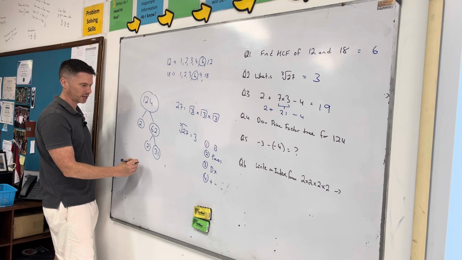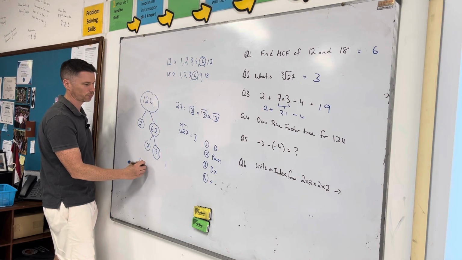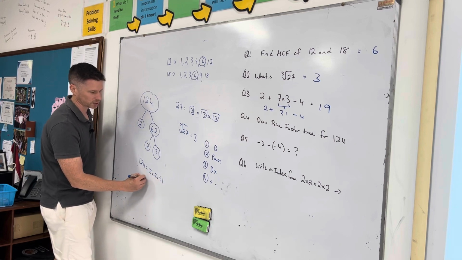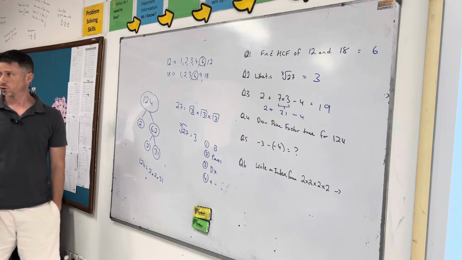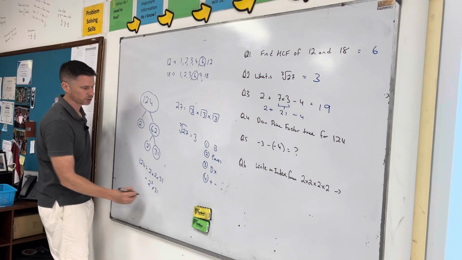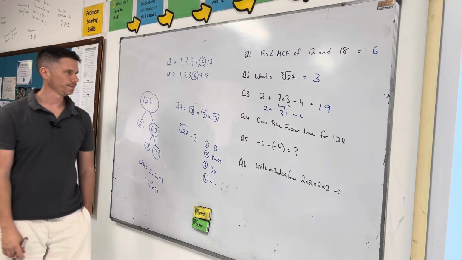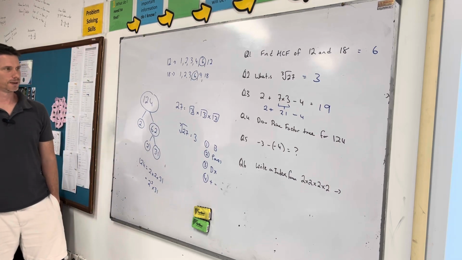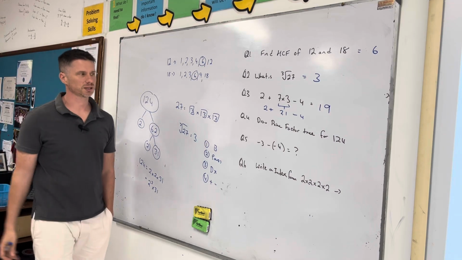How do I write this then? I should probably write it in index form. So I write 2 times 31, but of course that's not index form. If I have 2 times 2, I can write it 2 squared. Yes, 2 with a little 2. Okay? So I was just looking for the prime factor tree. You didn't need to do that, but it's good practice to get used to this.